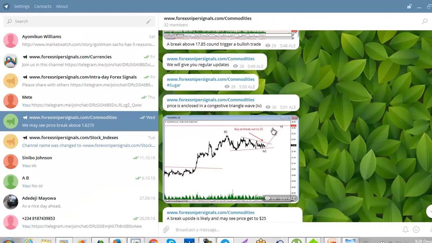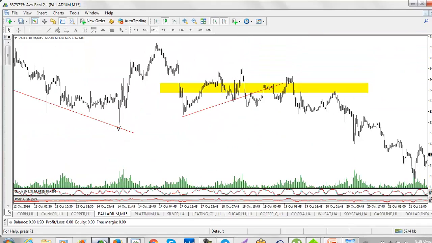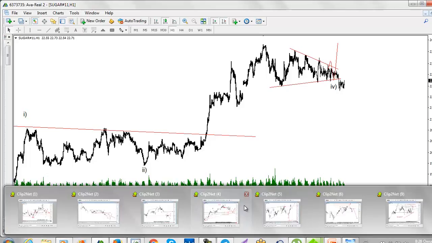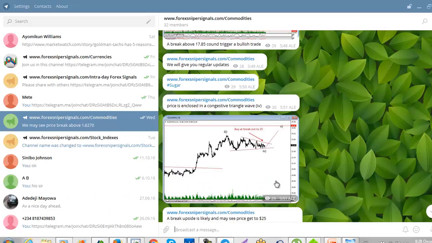We're expecting that if price could break out of this triangle, then we may see a move to $25. But what happened? Price didn't break above. Sorry, it actually went downside. Okay, we had this break here. So that means we have to reanalyze this, and we're going to update you on that. And then do we have any other one? Okay, let me check.